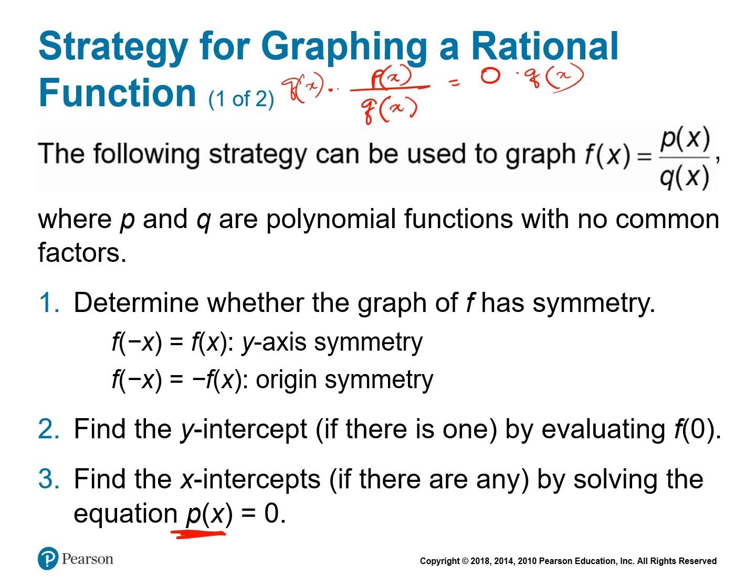And what happens? The q of x divides out, so we are left with p of x, and 0 times q of x is 0. So solving p of x divided by q of x equal to 0 is the same as making p of x equal to 0 and solving for x. All right, that's why instead of saying p of x divided by q of x equal to 0, that's how it should be stated.